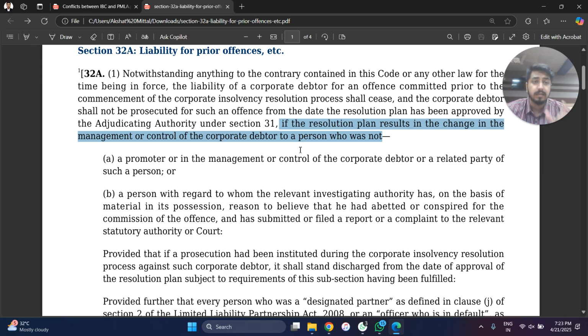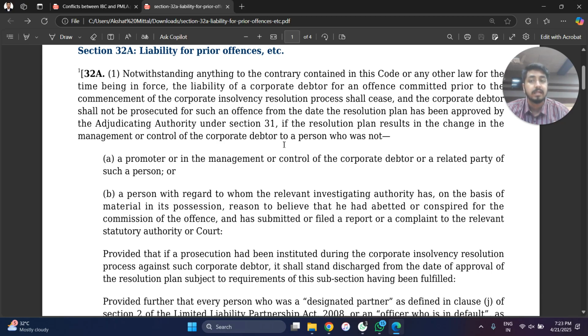Corporate debtor does not mean the promoter of the company or the director of the company who was previously there. The corporate debtor only means the company. And specifically, this section reads that if the resolution plan results in the change in the management or control of the corporate debtor, then only the liability of a corporate debtor for an offence committed prior to the commencement of CIRP shall cease. So there has to be a change in the management or control of the corporate debtor.